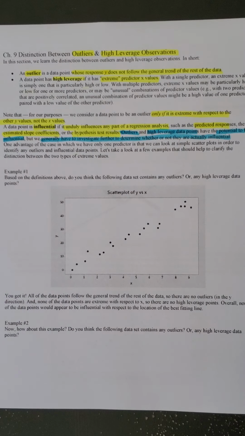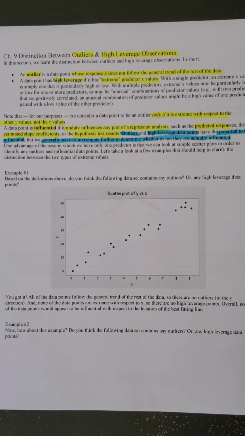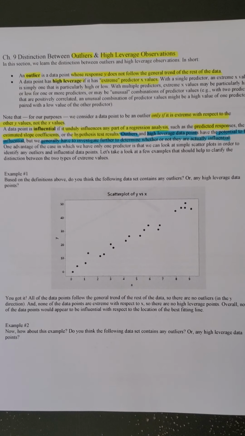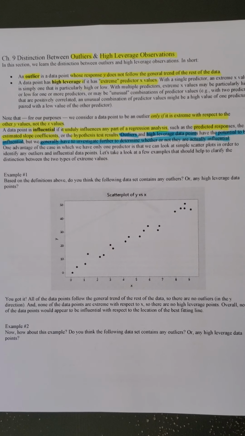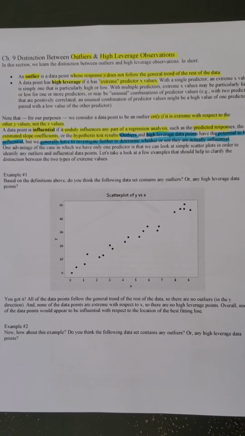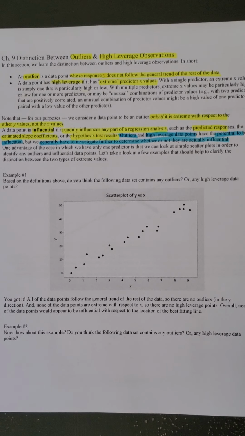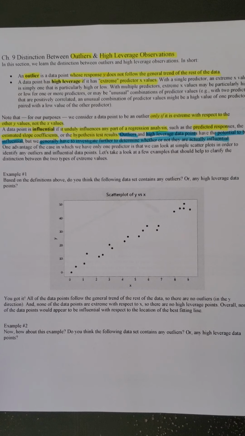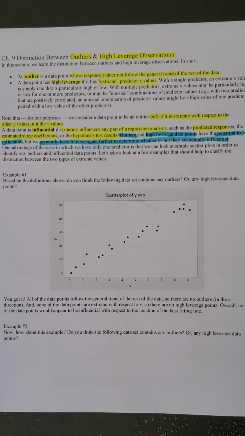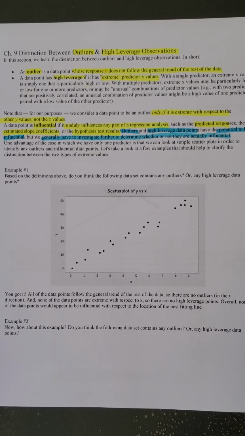So all influential points are either outliers or high leverage points. However, not all outliers and not all high leverage points are influential. It's like, all squares are rectangles, but not all rectangles are squares. So you have to investigate a little bit. One advantage of the case in which we have only one predictor is that we can look at a simple scatter plot in order to identify any outliers and influential points.